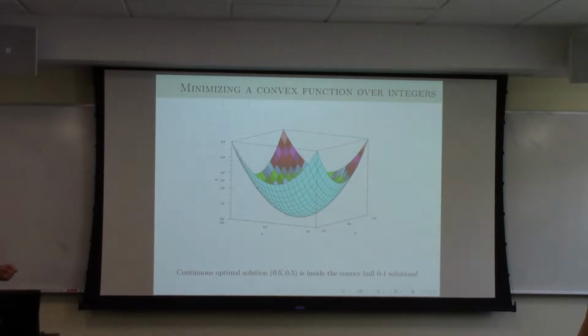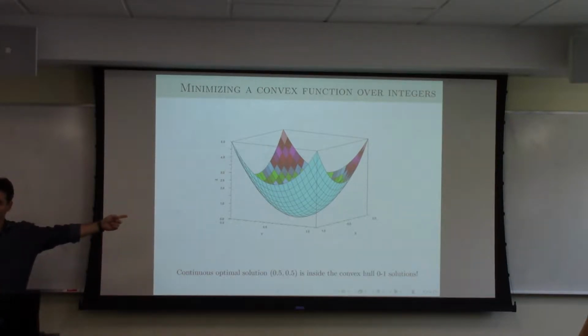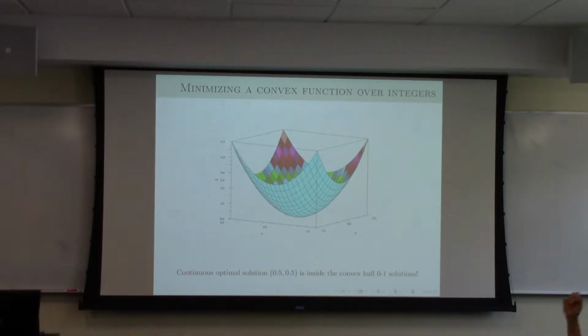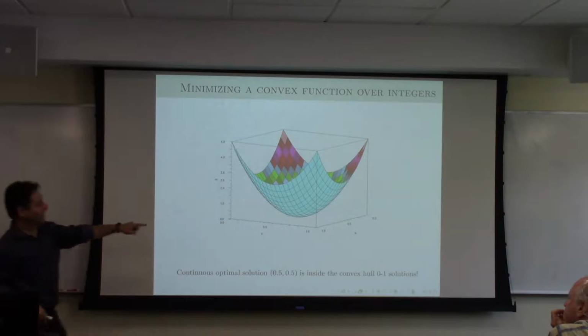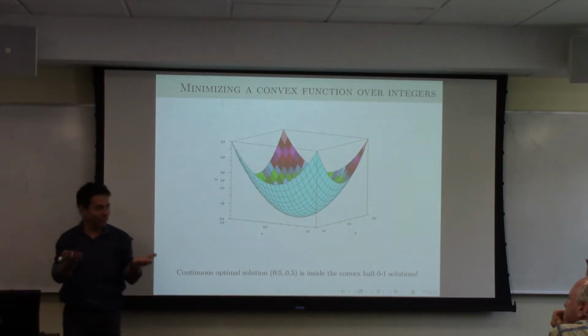Otherwise, it would branch. But it doesn't work here because the convex solution is in the center of the convex hull. Whereas in the linear case, this is the convex hull, and the fractional solutions to the relaxation are outside. In this case, the solution is inside because you have a convex objective.